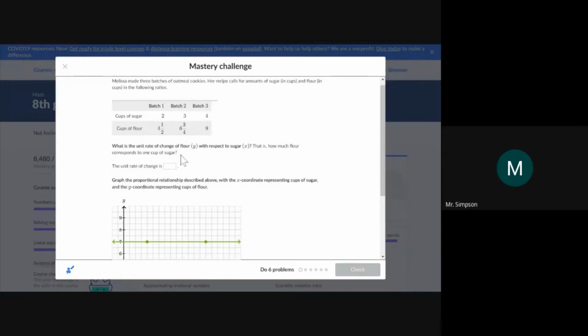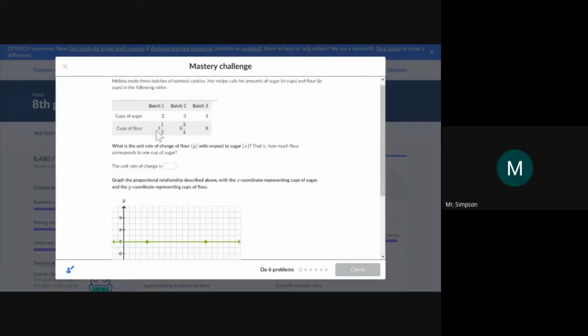Well, the easiest way to do that is to divide the cups of flour by the cups of sugar. So if we divide 9 by 4, we get 2.25, which means that for every cup of sugar that we used, 2.25 cups of flour. Let's check if it's true. For batch 1, she used 2 cups of sugar. So if we multiply 2 times 2.25, we get 4.5. So that unit rate of change is correct for batch 1.